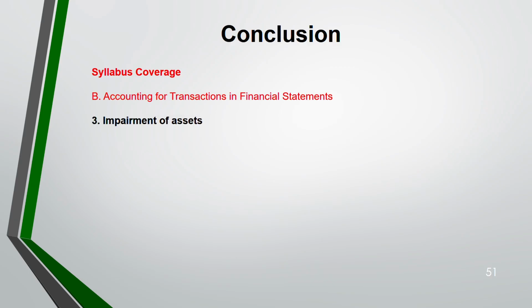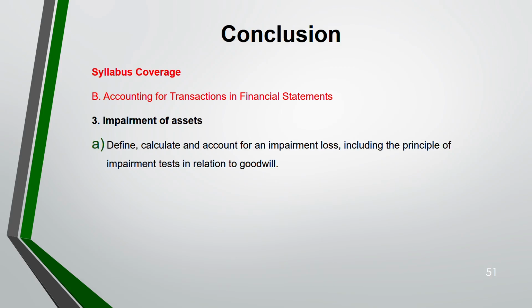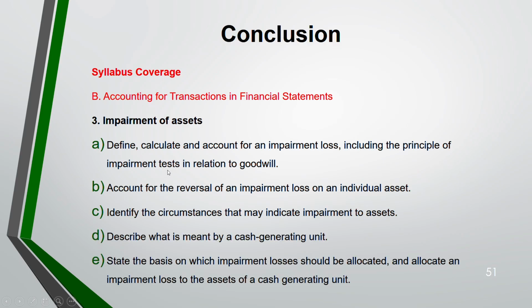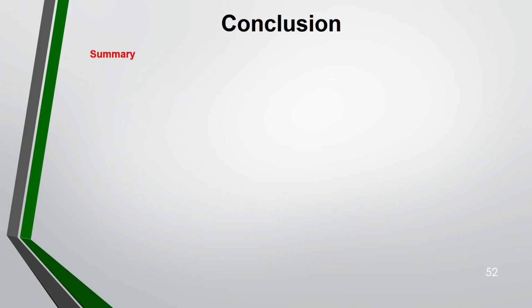So we are in section B of the syllabus, 3 impairment of assets. The second one was your non-current assets, which we have finished. Under impairment, we have defined, calculated and accounted for impairment loss, including the principles of impairment test in relation to goodwill. Then we have accounted for the reversal of impairment loss on individual asset. We have identified circumstances that may indicate impairment to assets. We have gone through internal and external factors, described what is meant by cash generating unit and the basis on which impairment loss has to be allocated, and allocated the impairment loss to the assets of a cash generating unit. Now let us summarize the lecture.